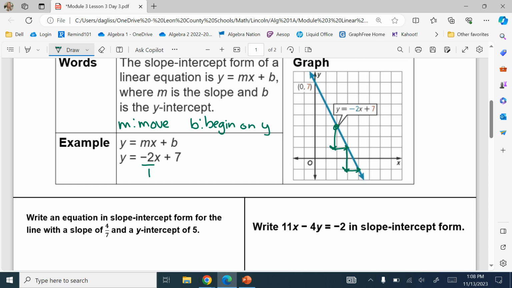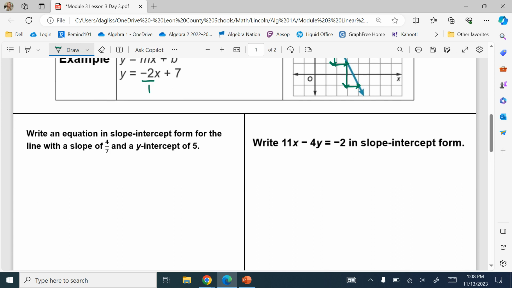All right, now we're going to write an equation in slope-intercept form for the line with a slope of 4 over 7 and a y-intercept of 5. So we want it in slope-intercept form, so we want mx plus b. That number 4/7, is that going to be the m, the x, or the b? Y.